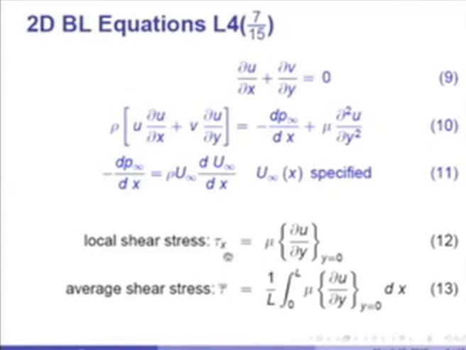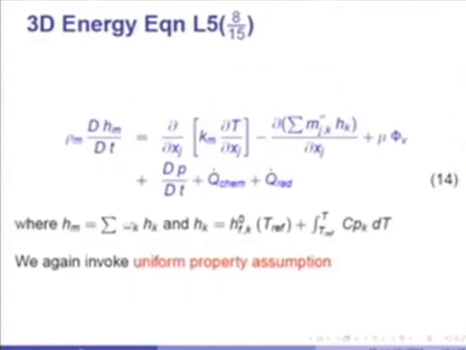What you are interested in is the shear stress at the wall, which is simply mu times du dy at y equal to 0, which is the local shear stress at x. The average shear stress, which is given as 1 over L times the integral from 0 to L of mu du dy dx, multiplied by L, will give you the total drag over a surface of length L. So, we have finished our discussion on the velocity boundary layer equation.